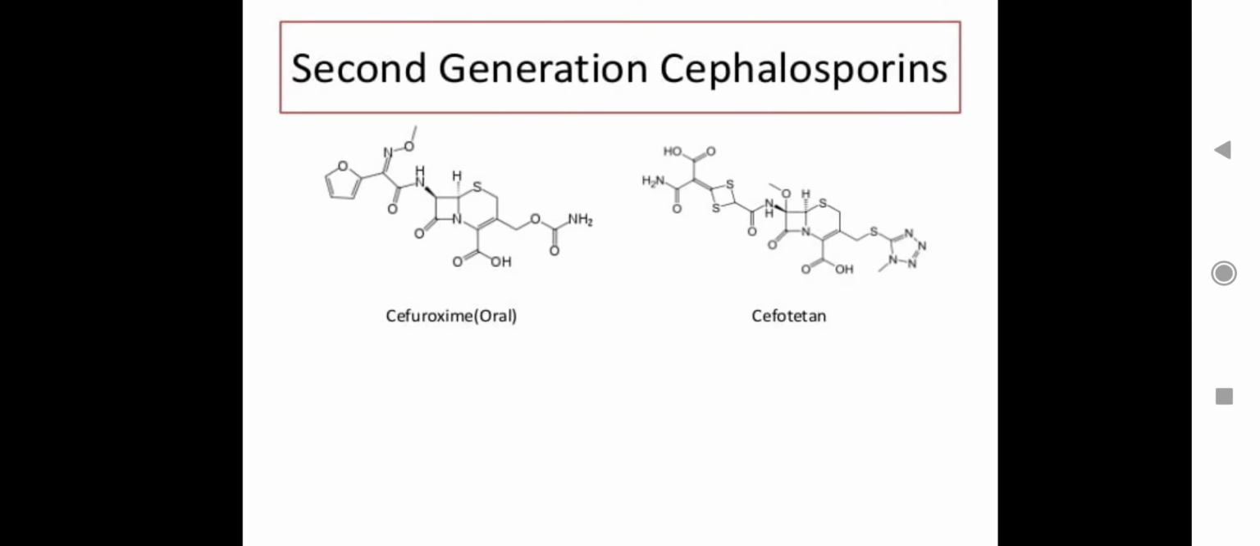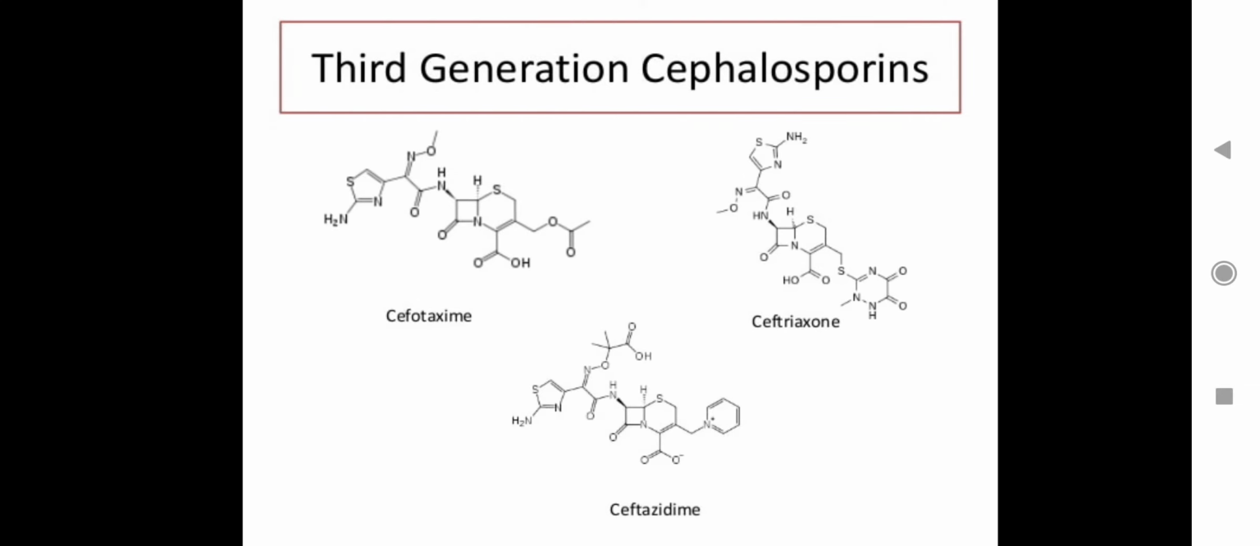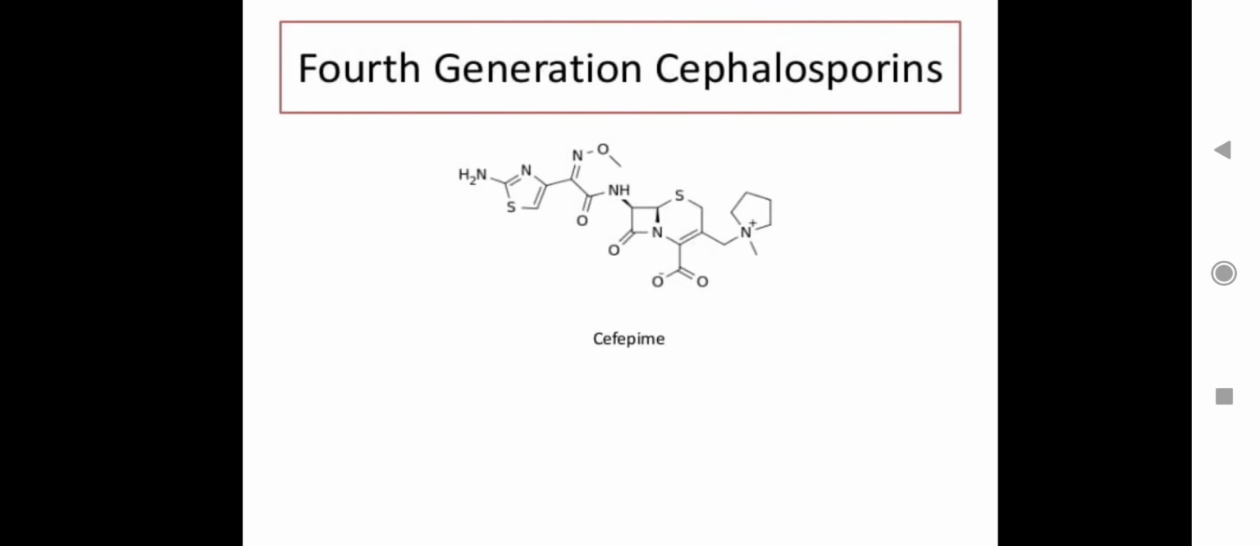The second generation cephalosporins include cefuroxime and cefoxitin. There are many cephalosporins which are second, third, fourth, fifth generation. The third generation includes cefotaxime, ceftriaxone, ceftazidime. The fourth generation includes cefepime, cefpirome, while the fifth generation includes ceftaroline.